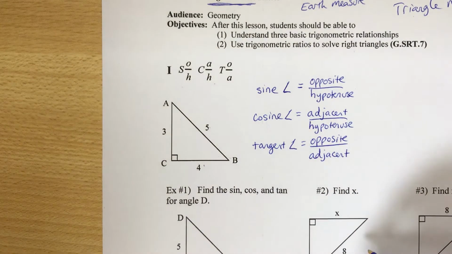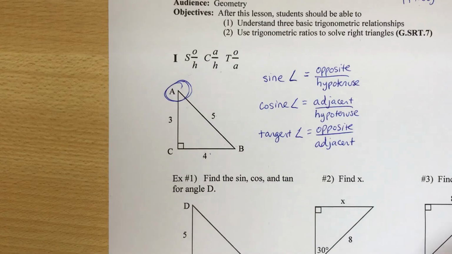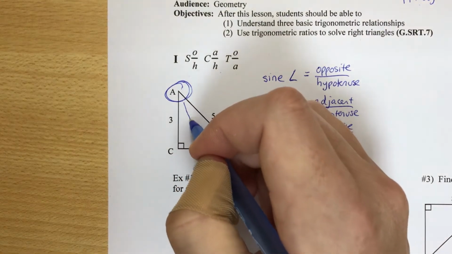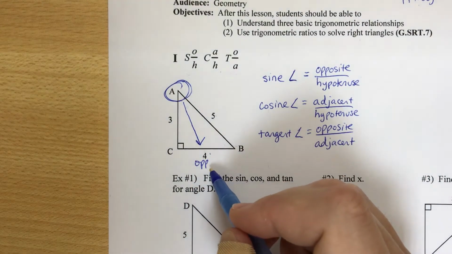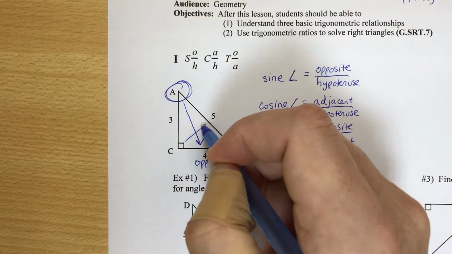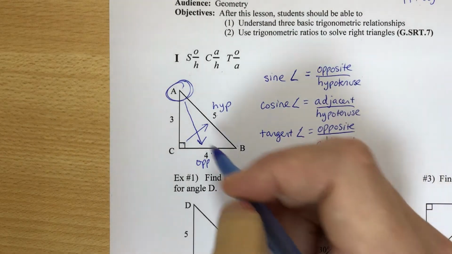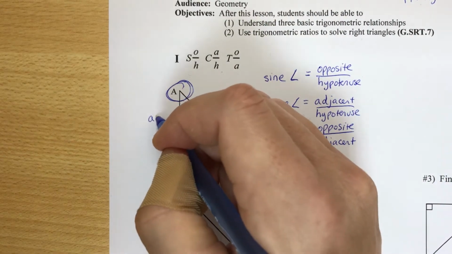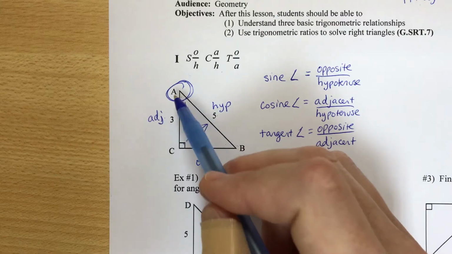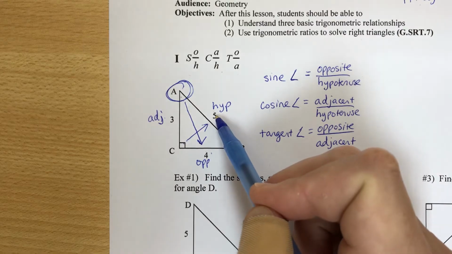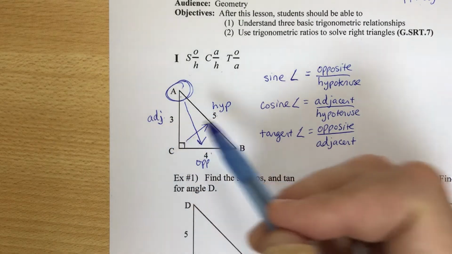Okay, so what does that mean? Well, if I pick an angle, let's say angle A, okay? Now, based on angle A, the opposite length would be the 4. So I would label that op, that's my opposite. The hypotenuse is always across from the 90-degree angle. So this is hypotenuse, HYP, and that means that the other side here, that is the adjacent. So adjacent means next to. Next to angle A, there are 2 sides, but since the 5 is already the hypotenuse, because it's opposite 90, that means this is the adjacent side.